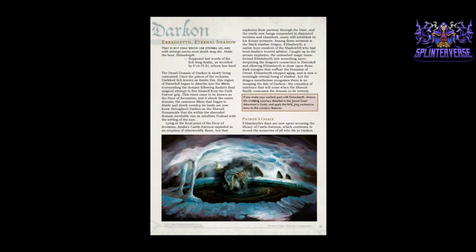The dragon stopped aging and is now a seemingly eternal being of shadow, but nonetheless recognizes there is no escaping the fate of Darkon, the cessation of existence that will come when the Shroud finally consumes the domain in its entirety. And then it says, if you make a pact with the dragon, choose the Undying subclass detailed in the Sword Coast Adventurer's Guide and apply the following customizations.